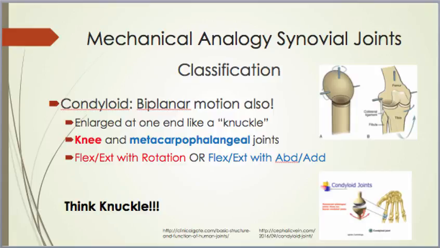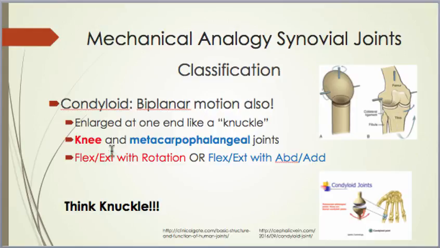Next, we have our condyloid joint. This is a biplanar motion also. Now, it's biplanar in the knee because it also involves rotation, which we talked about, I think, in the last lecture. But it can also involve, like at the carpometacarpal joints in the hand or the tarsal metatarsal joints in the foot, abduction and adduction as an additional component to that. So again, just like the ellipsoid joint, the condyloid joint is a biplanar joint with motion in two directions.